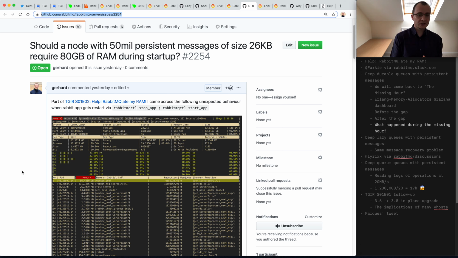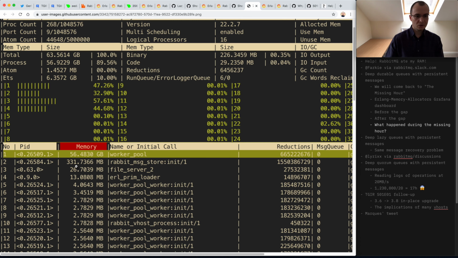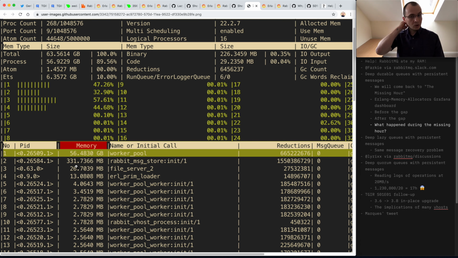But the observation is that when the node gets restarted, a lot of memory is used, and I'll zoom in on this, a lot of memory is being used by something called the worker pool. So in this case, the worker pool process is using 56 gigs worth of memory. And that is a lot. That is a lot of memory to be used by a single process.